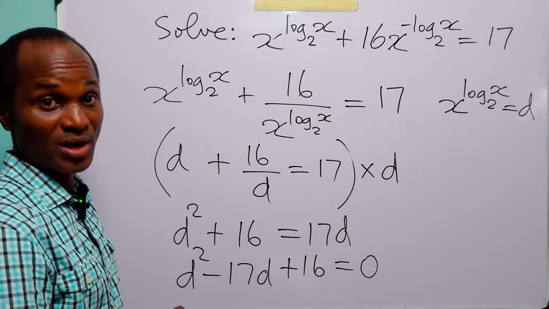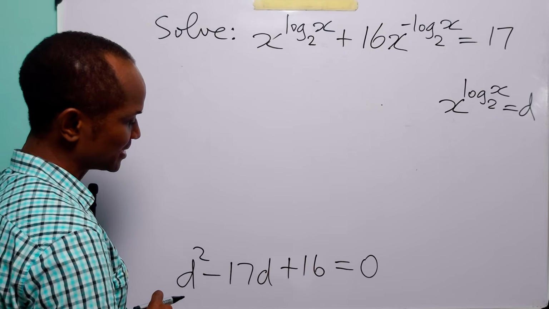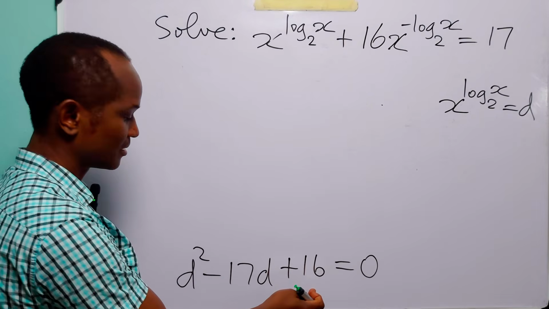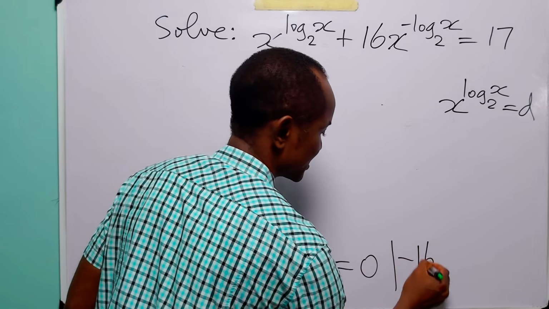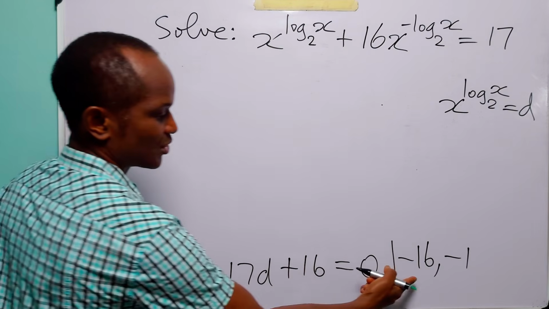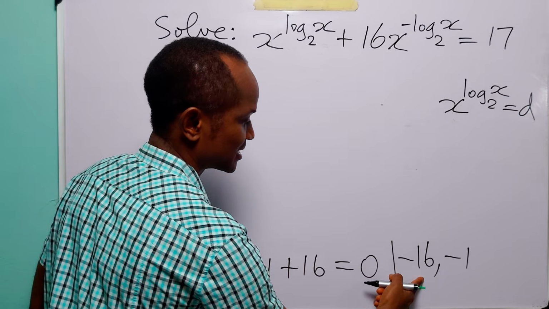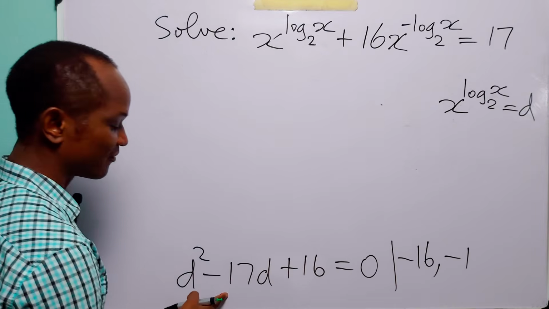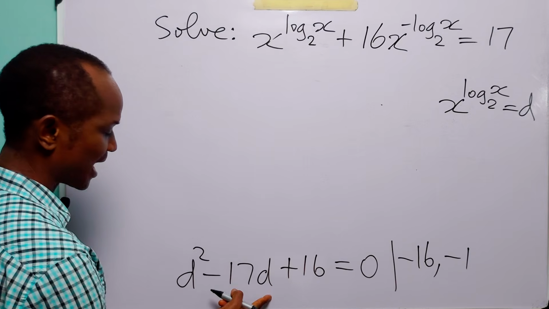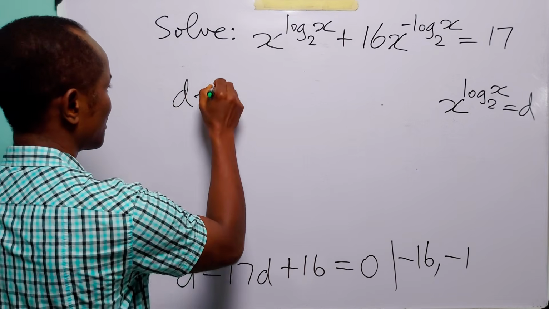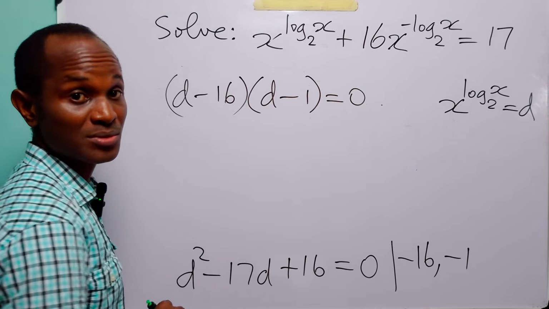Of course, you know that this is a quadratic equation, and we can factorize it. To factorize this equation, we simply have to find the factors of 16 that add up to minus 17. And of course, that is going to be minus 16 and minus 1. Because minus 16 times minus 1 is going to give us plus 16, and minus 16 plus minus 1 is going to give us minus 17. So that means that we can write this quadratic equation as d minus 16 multiplied by d minus 1 is equal to 0.